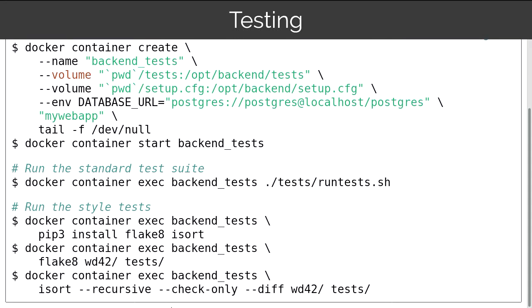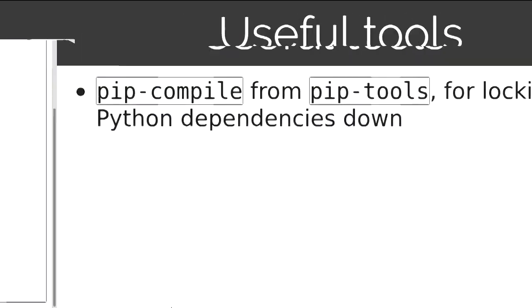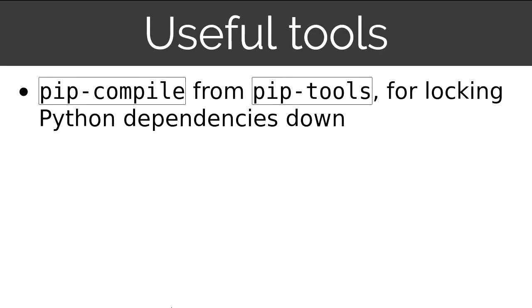So the first one is running all your things unmodified, and then you can install any linting tools that you might want, like Flake8 and iSort. Copy in any extra directories, lint them, check them, run all your tests, and everything passes. It's magical.